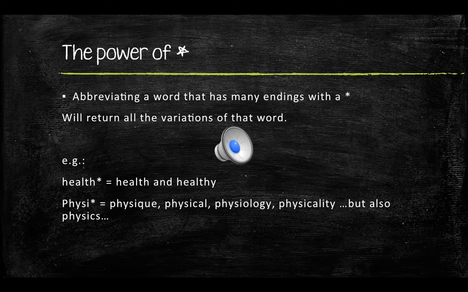Another example here would be physics, as in you could cut off after the "si" of physic, and you would return physique, physical, physiology, physicality, but also you would get things that might not be relevant to your study, such as physics. If you knew physics and other such terms weren't going to be relevant to your study, then you could actually combine your use of the asterisk with Boolean logic. So you could enter physic with an asterisk and then enter NOT physics, etc.